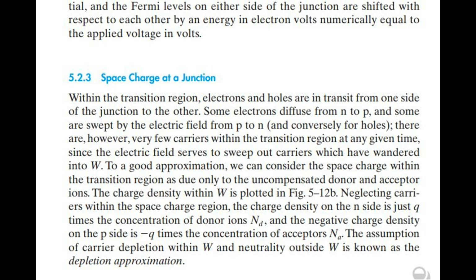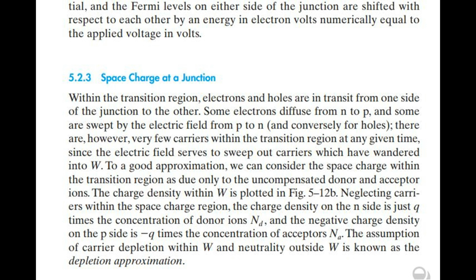To a good approximation, we can consider the space charge within the transition region as due only to the uncompensated donor and acceptor ions. The charge density within W is plotted in Fig. 5-12b. Neglecting carriers within the space charge region, the charge density on the n side is just q times the concentration of donor ions, and the negative charge density on the p side is q times the concentration of acceptors. The assumption of carrier depletion within W and neutrality outside W is known as the depletion approximation.